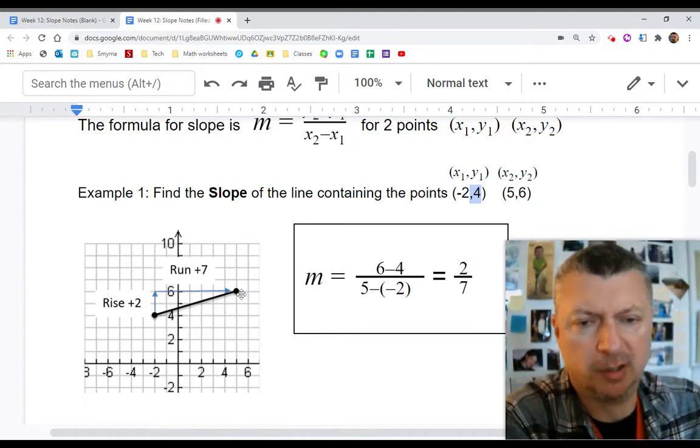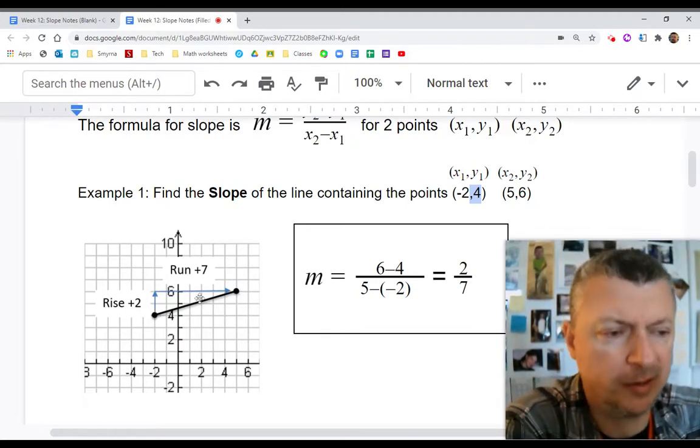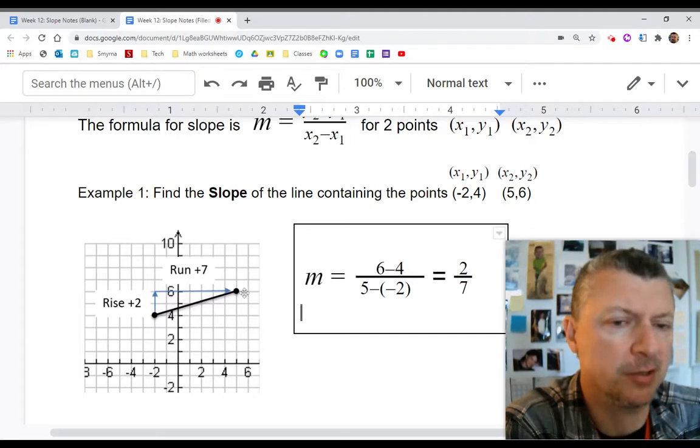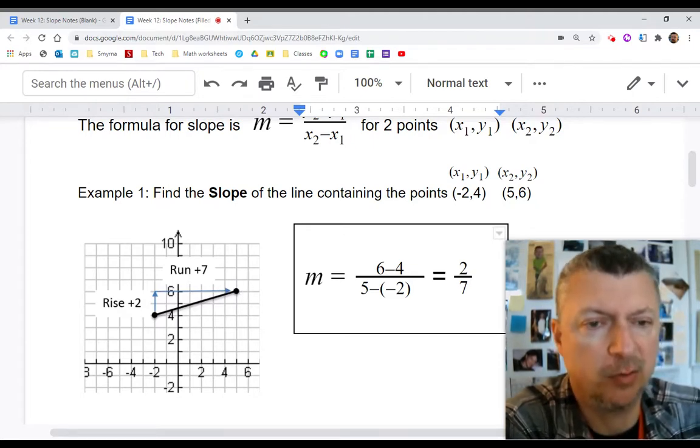Now, there's a line segment in there that connects those 2 points. So we're finding the slope of that. Now, we got 2 over 7. That's rise over run. And the rise is it goes up 2, and the run is it goes to the right 7. So that's positive 7. That's how the rise over run works.